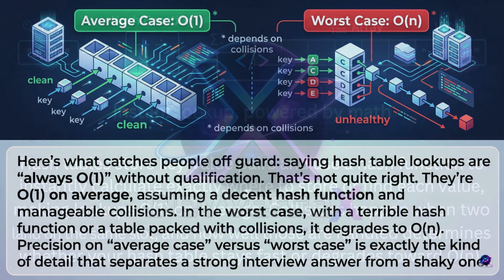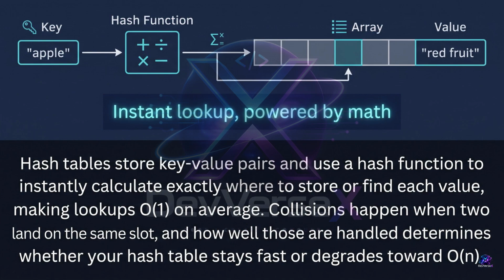Precision on average case versus worst case is exactly the kind of detail that separates a strong interview answer from a shaky one. Hash tables store key value pairs and use a hash function to instantly calculate exactly where to store or find each value, making lookups O(1) on average. Collisions happen when two keys land on the same slot, and how well those are handled determines whether your hash table stays fast or degrades toward O(n).